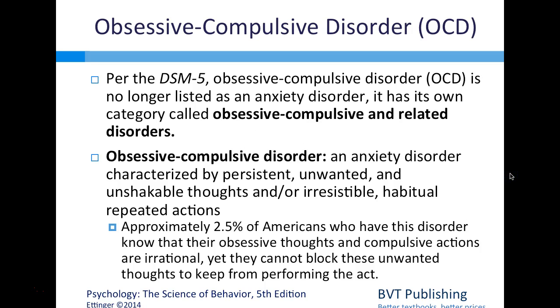Okay, obsessive compulsive disorder. Per the DSM-5, obsessive compulsive disorder, OCD, is no longer listed as an anxiety disorder. It has its own category called obsessive compulsive and related disorders. Okay, so obsessive compulsive disorder is characterized by persistent, unwanted, and unshakable thoughts and/or irresistible habitual repeated actions. Approximately 2.5% of Americans have the disorder and know that their obsessive thoughts and compulsive actions are irrational, yet they cannot block these unwanted thoughts to keep from performing the act.